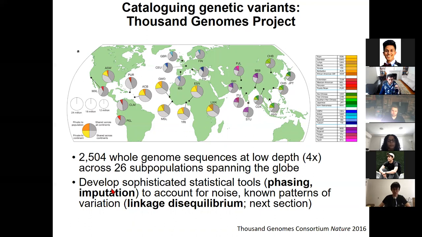So there have been a lot of results from this 1000 Genomes project. First, of course, is this enormous amount of data. Second is a catalog of genetic variation across the genome. And third is sophisticated statistical tools for phasing and imputation that account for noise and for known patterns of variation, such as linkage disequilibrium, and so on. So that gives us the basis upon which we can then build genetic variation maps to relate to human disease.